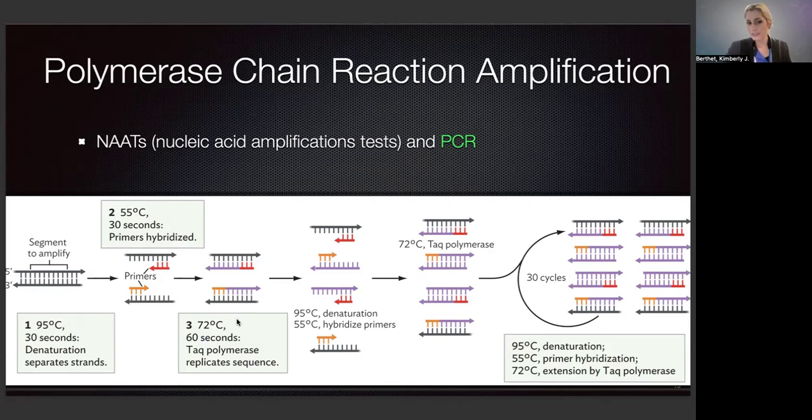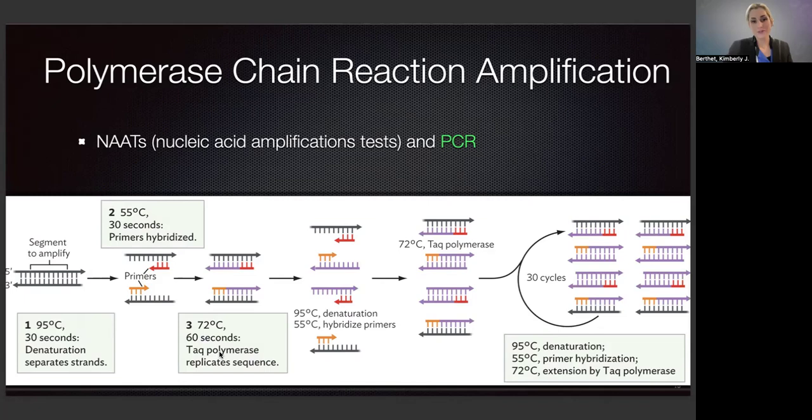Then we increase the temperature again to 72 degrees Celsius. And in the solution, we have what we call a Taq polymerase. This is an enzyme that can amplify DNA. So it goes ahead and it sees that primer, it sticks here and knows where to start and starts amplifying the DNA. Now, if you look at this step 3, what we have now is 2 identical double helixes of DNA. What we started with was 1. So we went from 1 to 2 in a very, very quick period of time, in 2 minutes.